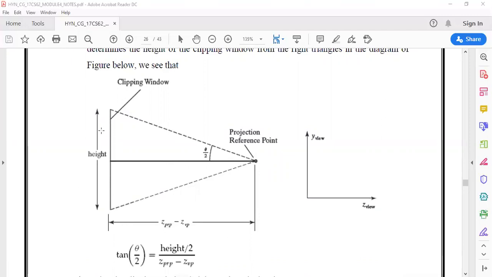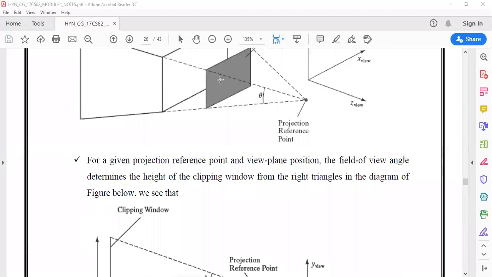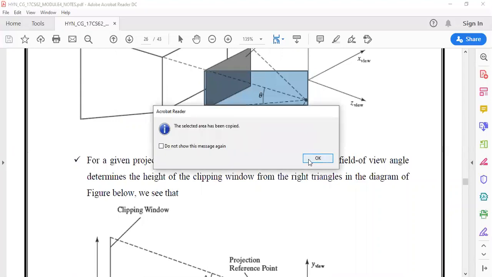And this is the height of my clipping window. We are considering this part of the right angle triangle. This is what I am focusing on.